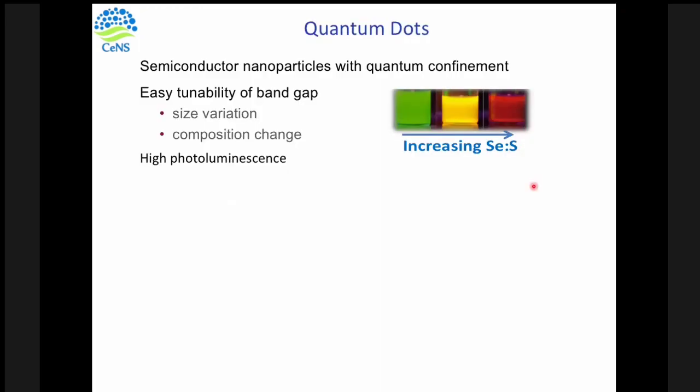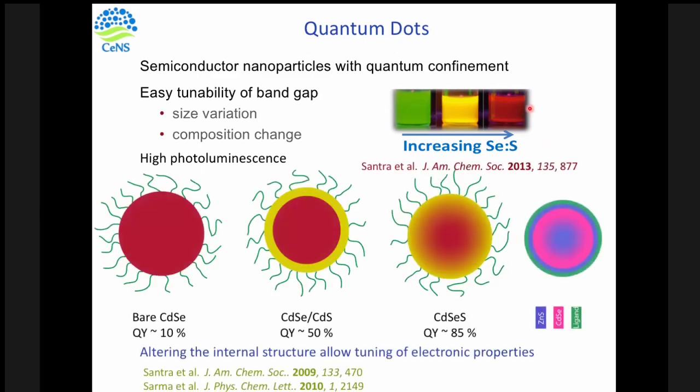Okay, so there are of course different ways, not only on size. One can keep the size the same and change the composition. This is selenium to sulfur. As we increase the selenium concentration, the particle goes towards the lower band gap, correct? Now, this is where the interesting point comes.